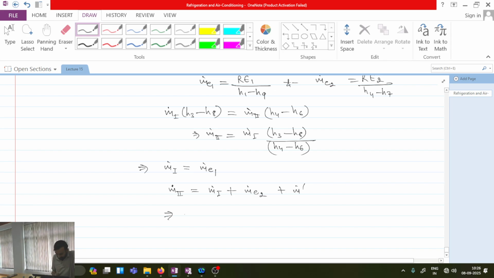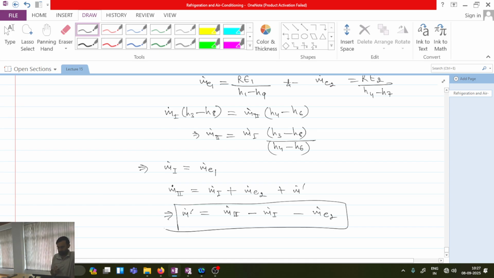So from here I can say that the total mass which will be forming can be written as m dot 2 minus m dot 1 minus m dot E2. One important relation. So this is the mass of vapor which is forming within the flash chamber, and it is forming because of three processes. One is because of flashing, other is because of intercooling and subcooling. Is this one clear?